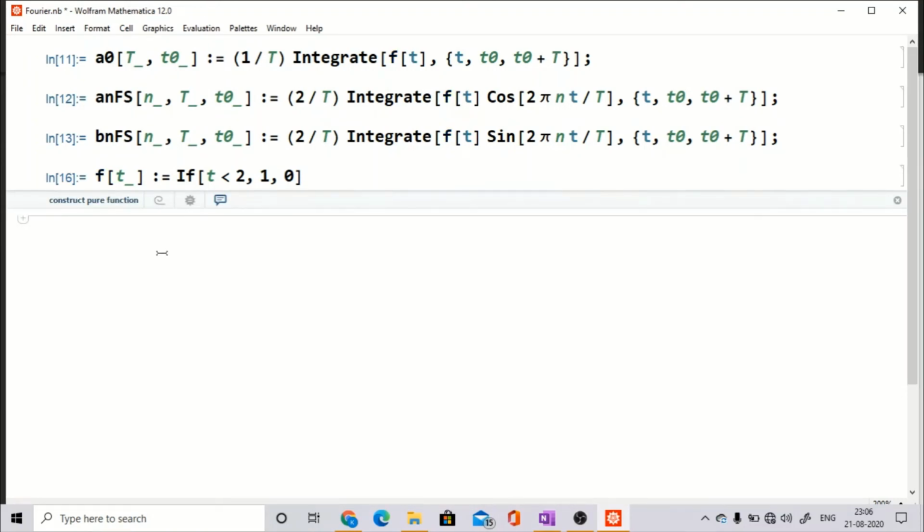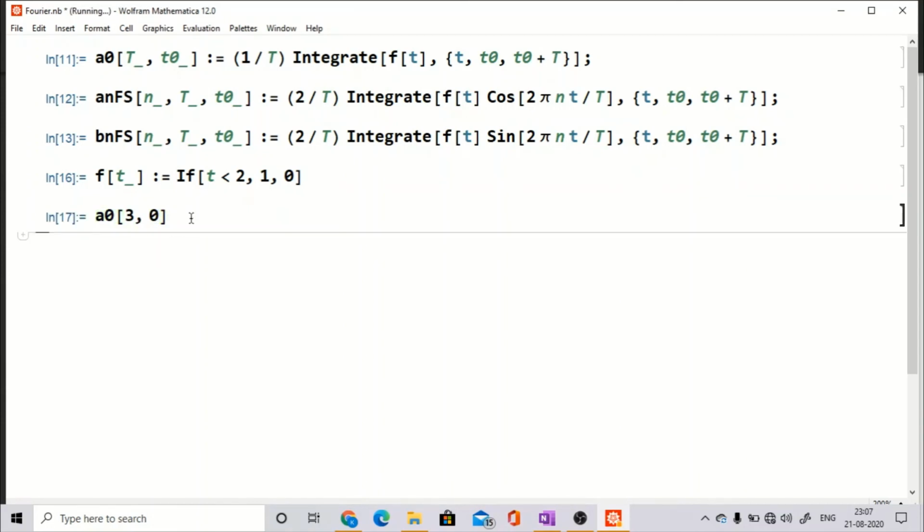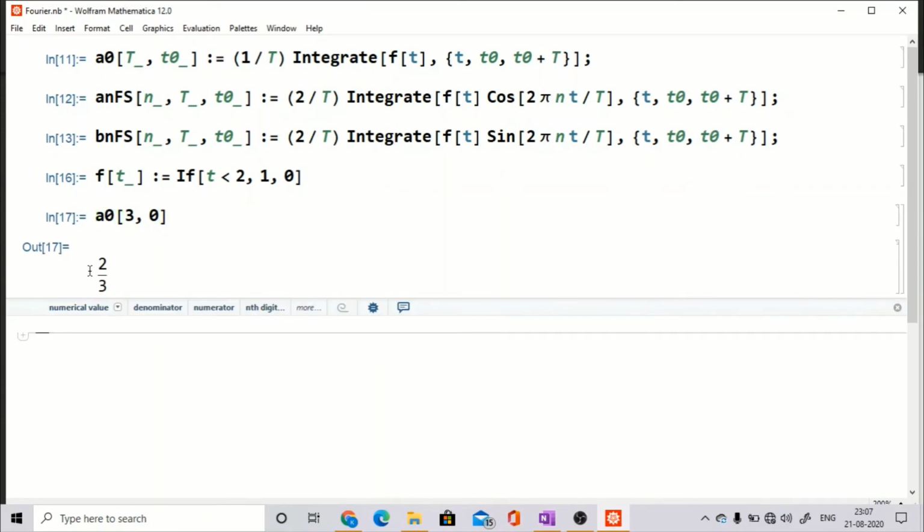Now if I want to find a0, I want to keep my capital T as 3 and small t0 as 0. So it is 2 by 3. So the a0 is calculated.